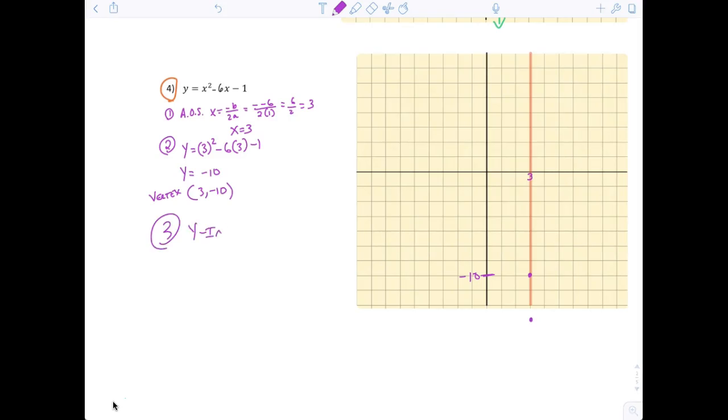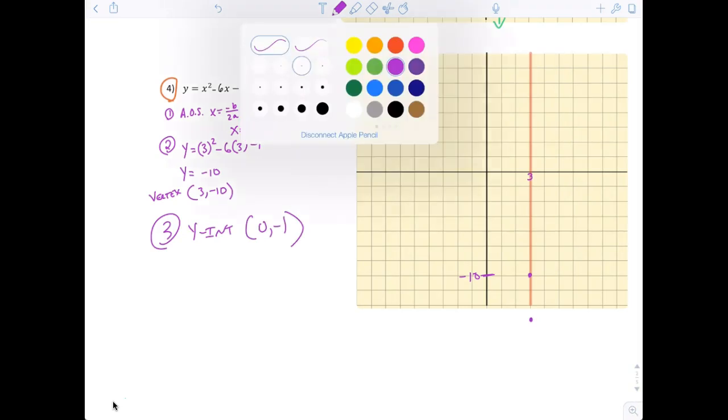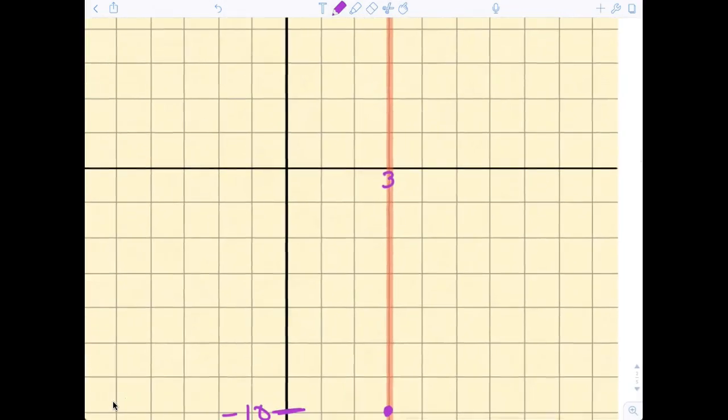And then step 3, y-intercept. 0, negative 1. Beautiful. So now we're going to graph the point 0, negative 1. So I come over here, I'm going to make a mark right here. And again, I'm going to call that negative 1 just because I want you to see it. Now I count over 3. 1, 2, 3. Here.